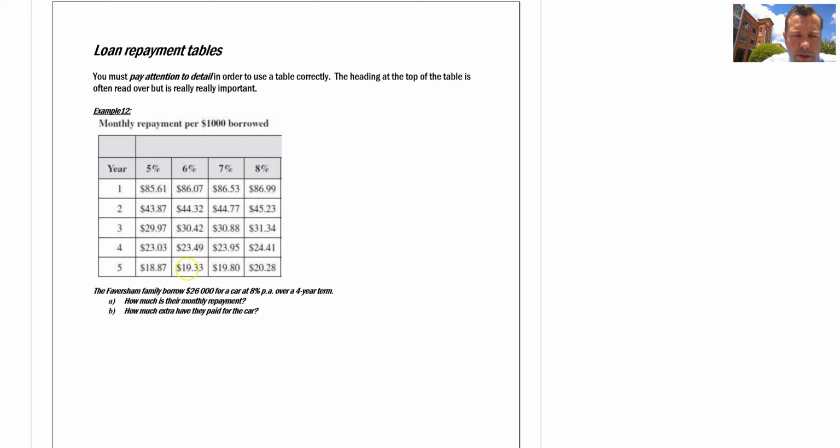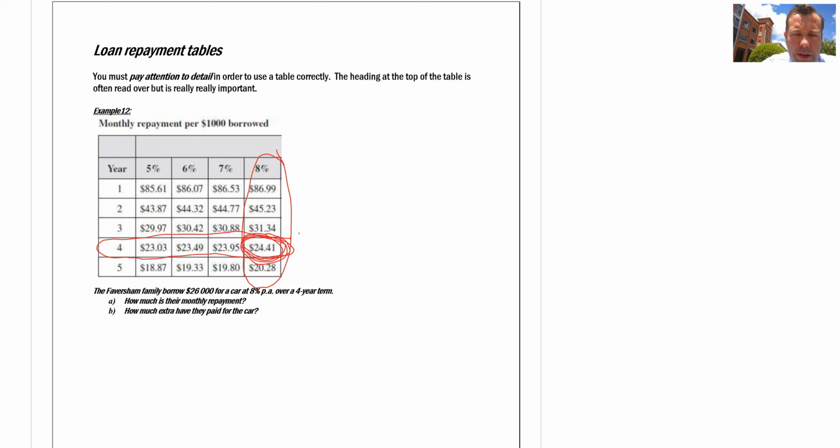I want to find out if someone borrows $26,000 at 8% per annum for a 4-year term. Here's my 8% per annum. Here's my 4-year term. That suggests to me then that for every $1,000 borrowed, every month, $24.41 will have to be paid back.